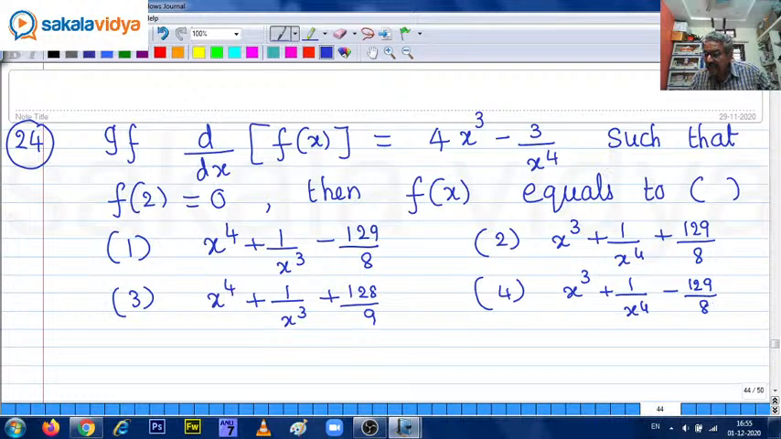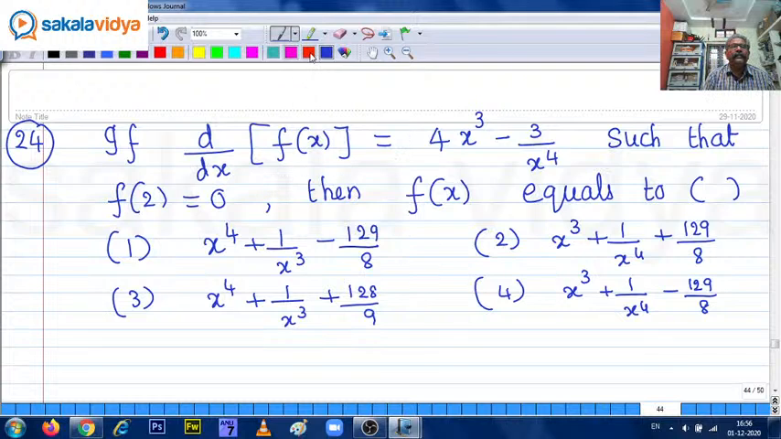So Mr. Perfect, welcome. Generally, what will you do, you find the derivative. If you find the derivative, for the first option, second option, third option, fourth option you will be getting 4x cube minus 3 by x to the power of 4. Because the derivative of x to the power of 4 is 4x cube, the derivative of 1 by x cube is minus 3 by x to the power of 4, and the derivative of the constant is 0. First, second, third and fourth options will all be satisfied. So that's why the verification of options method is not entertained in this case. So we need to integrate.